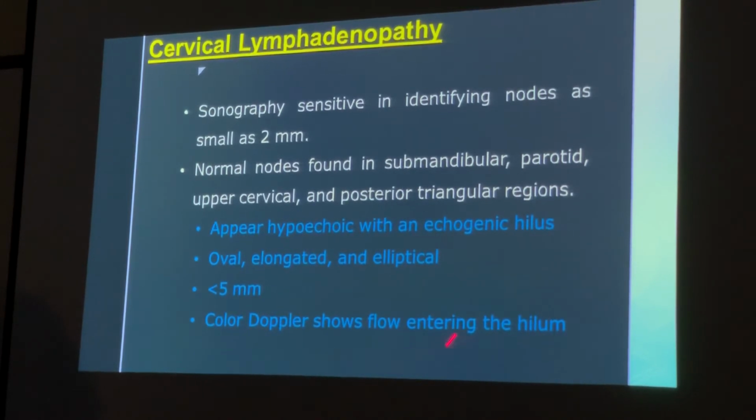Okay? Normal lymph nodes are going to appear hypoechoic with an echogenic hilum. Okay? They have a hypoechoic ring with an echogenic hilum. These are going to be oval and elongated and elliptical. Kind of look like a football almost, when you think of a football with the laces. Okay? It's going to be hypoechoic around, that's the football. The laces would be the echogenic hilum. All right? They're going to be less than 5 millimeters.